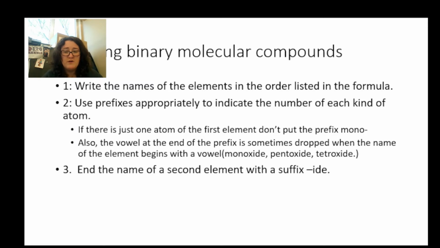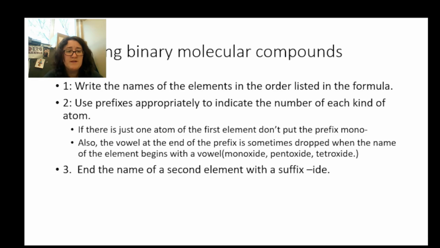That's what number of that element there is. If there's just one atom of the first element, however, you do not put the prefix mono. If there's 2, 3, 4 of the first element listed, you do put the prefix. You need to put the prefix if it's anything but 1. And for the second element listed, you put the prefix no matter how many there are. 1, 2, 3, it doesn't matter. You always put the prefix on the second element.